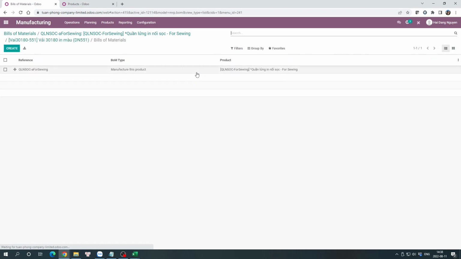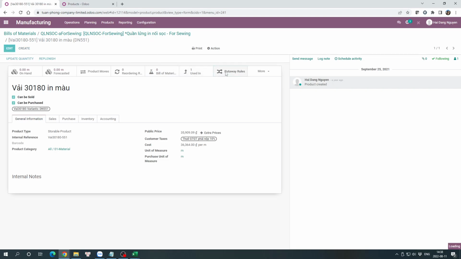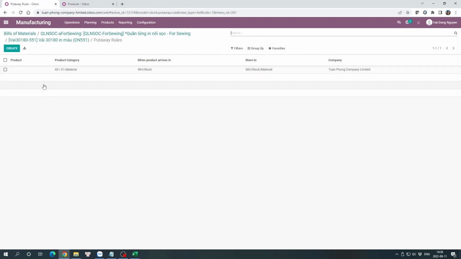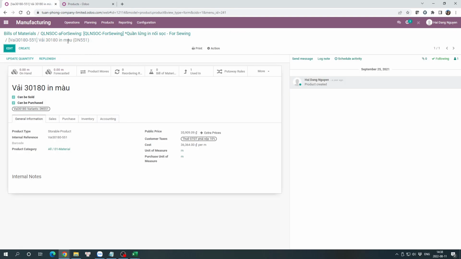What's next? Used in. Well, yes, this is in the stage of cutting, and the output for this is something like a work in progress that's ready for sewing. So it's used in this. Beautiful. Putaway rules. You want to keep things tidy, so it belongs to this category. When the product arrives in stock, it would go straight to this sublocation, material. That's how it is. Let's see what else. Use the putaway rules.